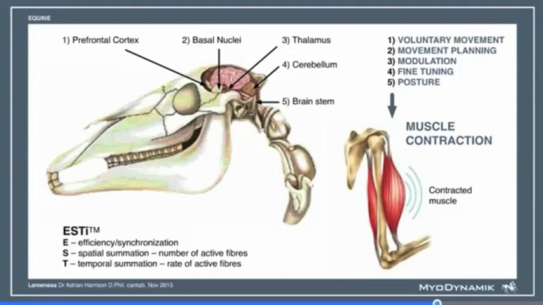initiating a muscle contraction. The central nervous system controls muscle fiber contraction efficiency, sometimes called synchrony. It determines how many fibers should contract, often called spatial summation, and finally, it controls the rate with which active fibers are to be excited, otherwise known as temporal summation.